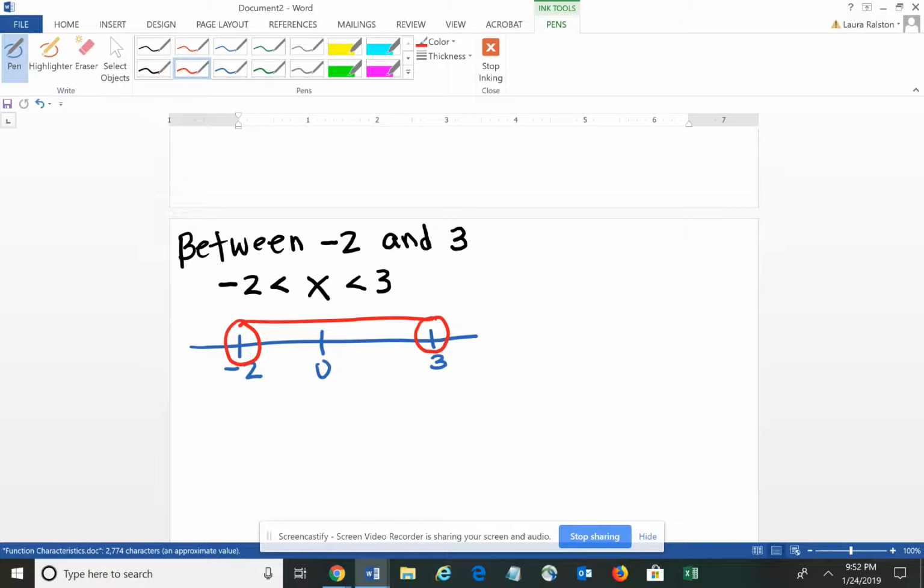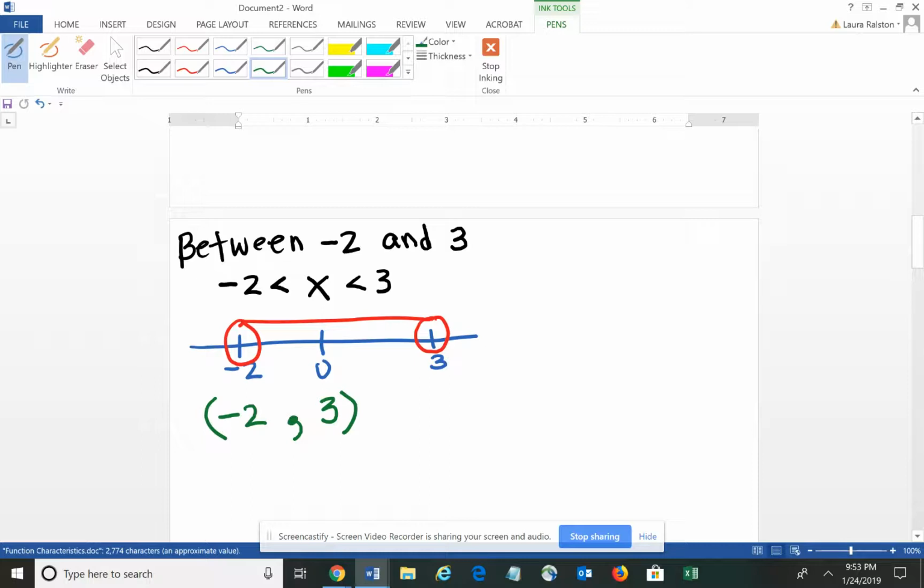So interval wise, again, thinking about it and working left to right, I'm going to begin on the left at -2, comma, I'm going to end at +3 on the right, and I can't include either of those, so I have a parenthesis on the -2 and a parenthesis on the 3.